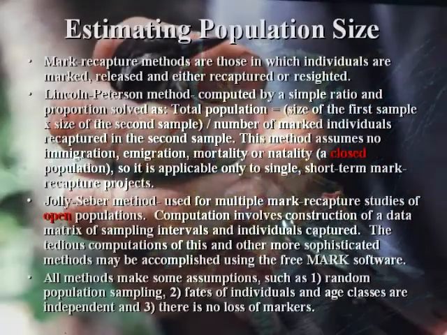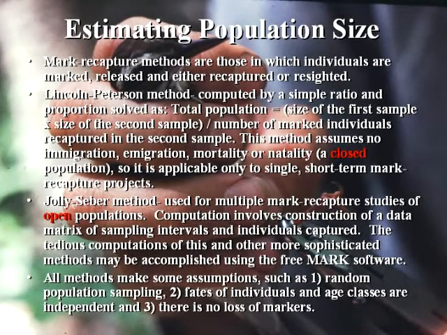A second assumption is that the fates of individuals and age classes are independent of each other, and that is also not necessarily true. Juveniles, for example, often suffer differentially high mortality compared to adults, which is not surprising when you think about it. They are more naive about predators and less adept at finding food and things like that.